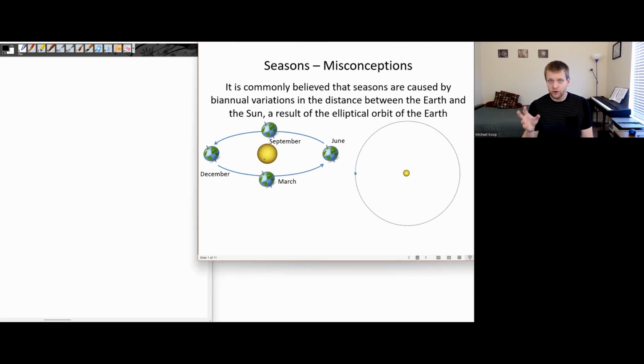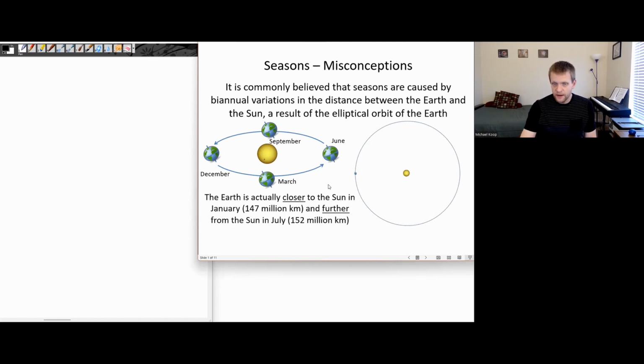It's true that the Earth is a little bit closer to the Sun at some times of year and a little bit further from the Sun at other times of year, but this is not one of the key causes of the seasons. In fact, Earth is actually closer to the Sun in January, when it's about 147 million kilometers away, and a little bit further from the Sun in July, when the Earth is at a distance of about 152 million kilometers.